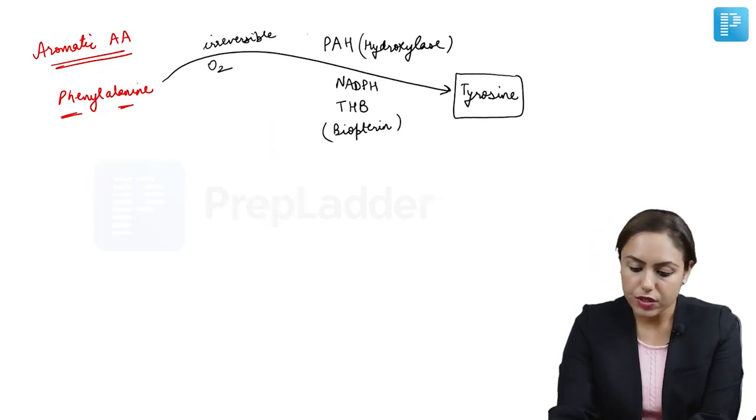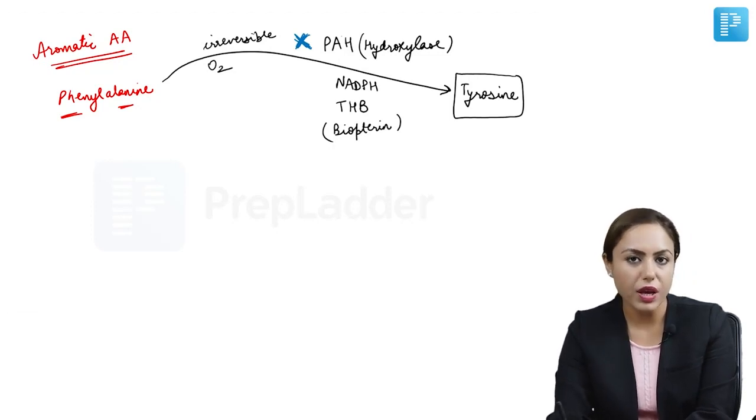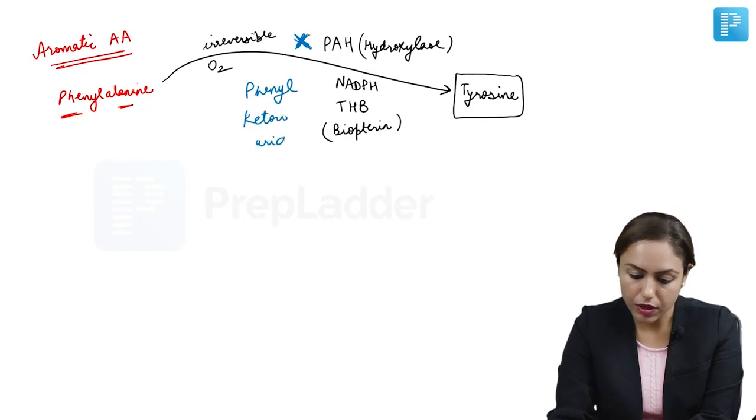Now, deficiency of this enzyme, or a mutated enzyme PAH, phenylalanine hydroxylase, leads to phenylketonuria, PKU, right?